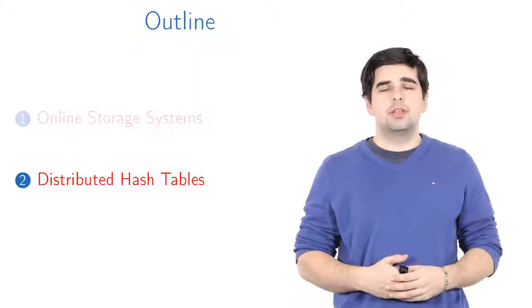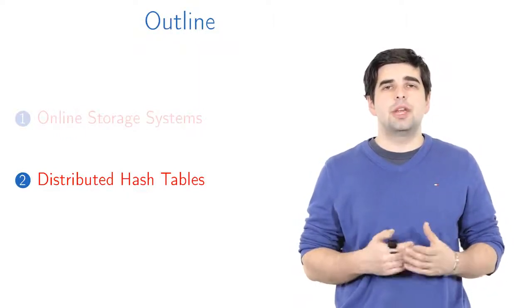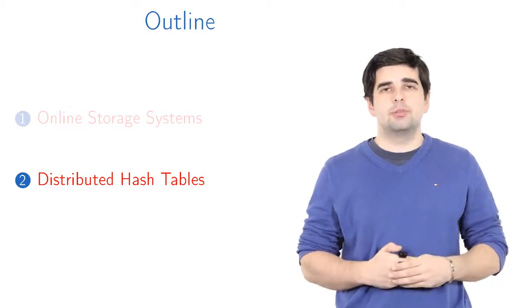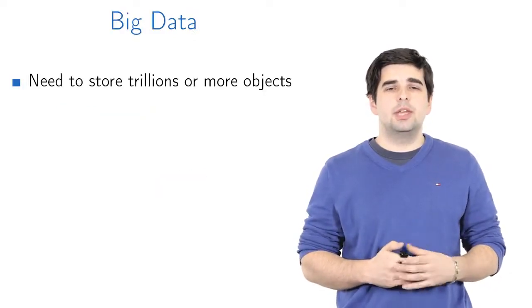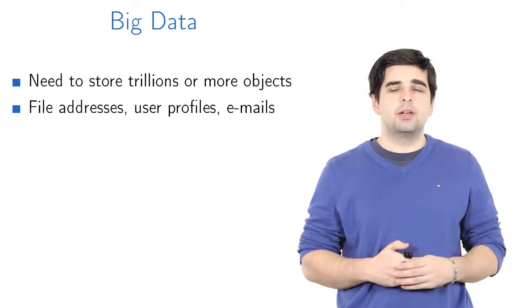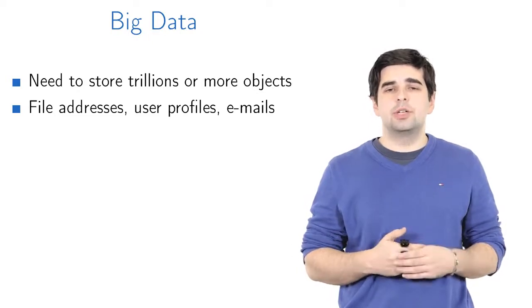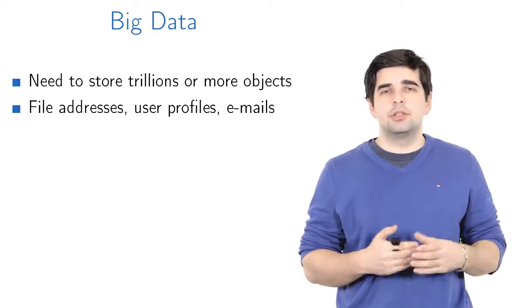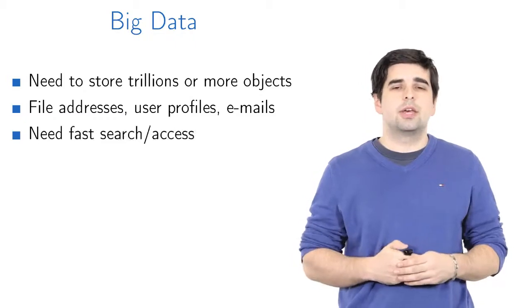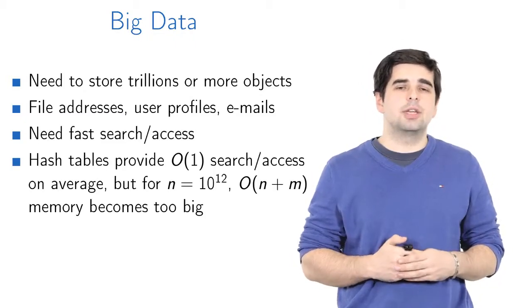Hi! In this video, you will learn how to store a whole lot of objects, how to store big data using distributed hash tables. Big data is when you need to store trillions or more objects, for example, trillions of file addresses in Dropbox, or user profiles or emails and user accounts, for example, in Gmail or services like that. And you need fast search and fast access to that data.